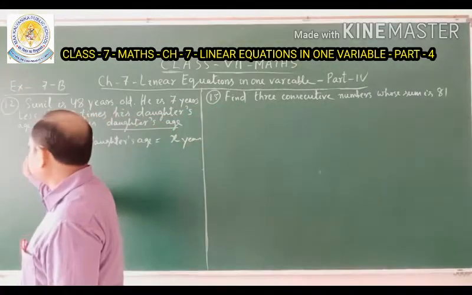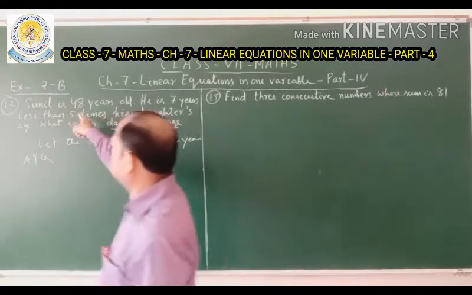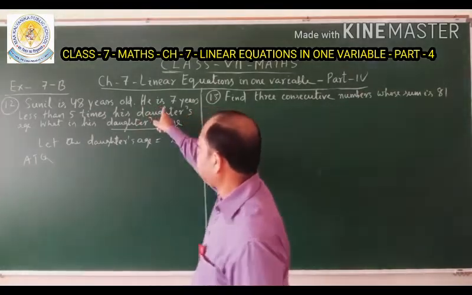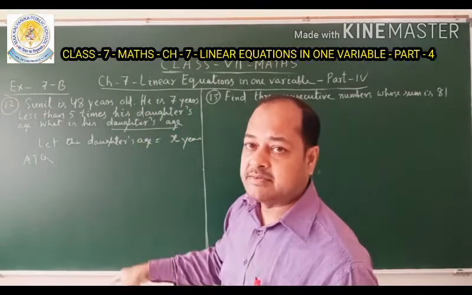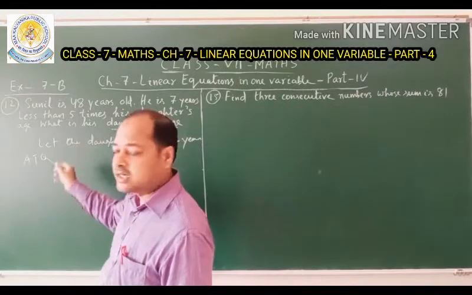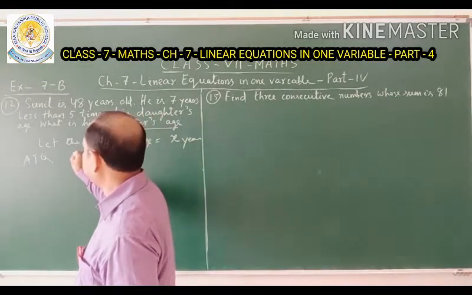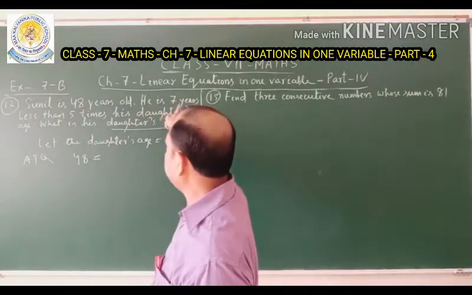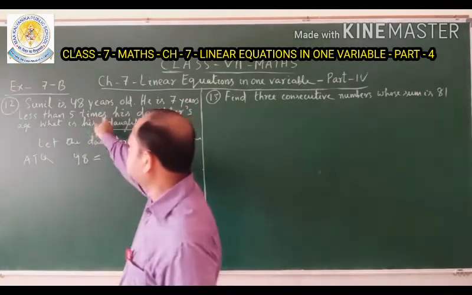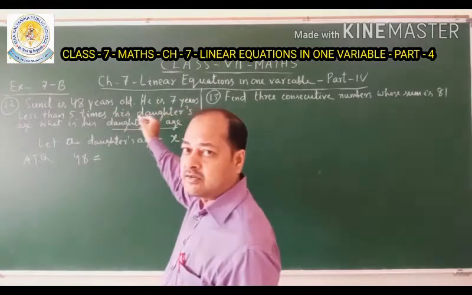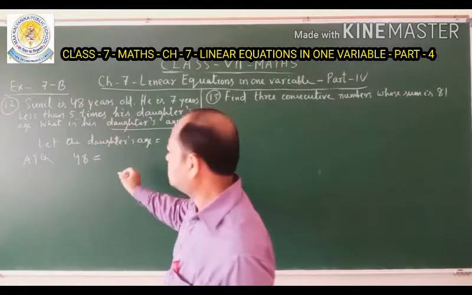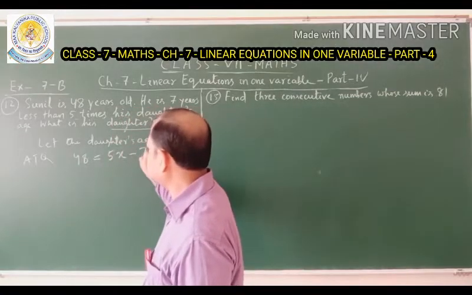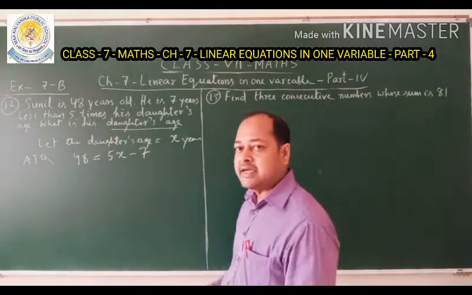Now according to the question, Sunil is 48 years old, and he is 7 years less than 5 times his daughter's age. So who is there? Sunil. So Sunil's age is how much? That is 48. So Sunil's age is 48, and he is 7 years less than 5 times his daughter's age. 5 times means how much? 5x. So that is 5x, and less than how much? Less than 7. So that is 5x minus 7.